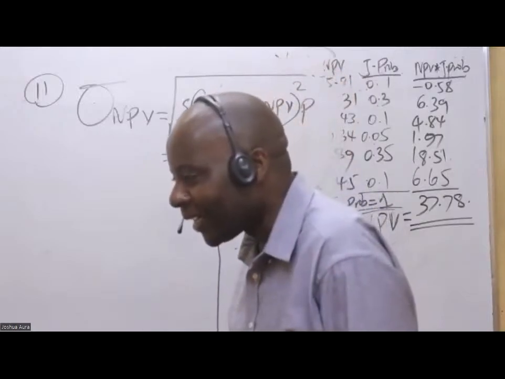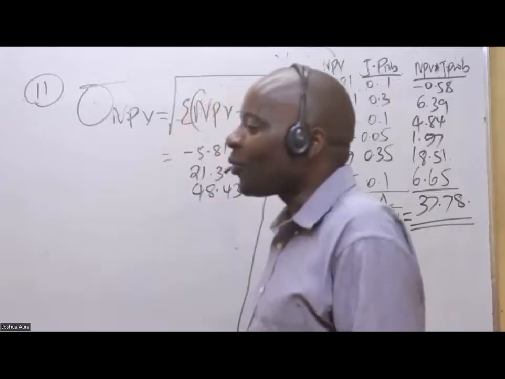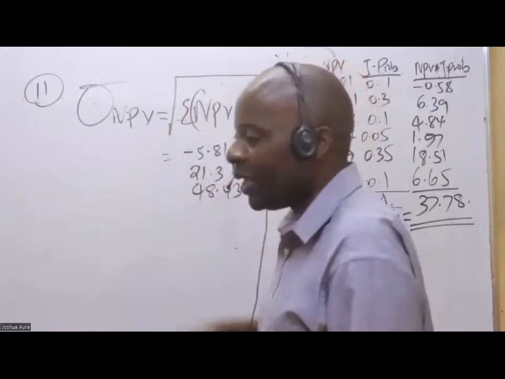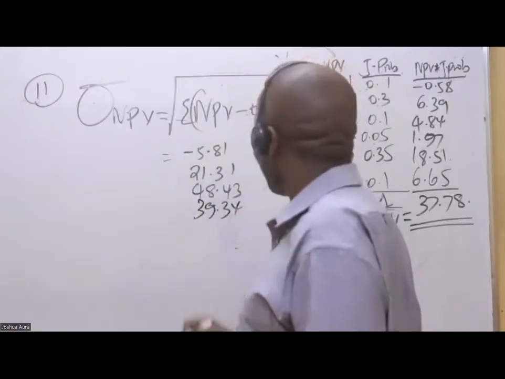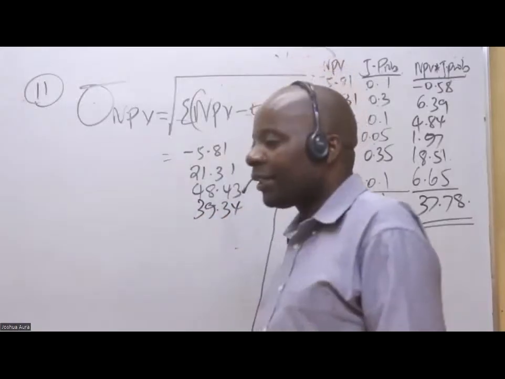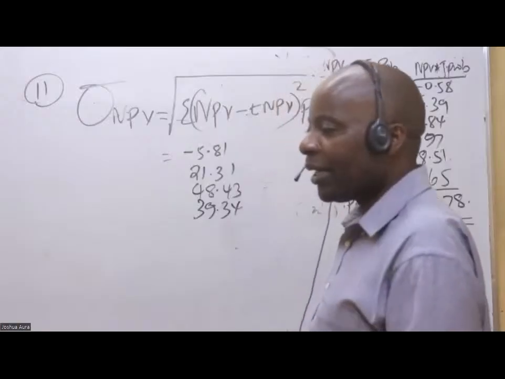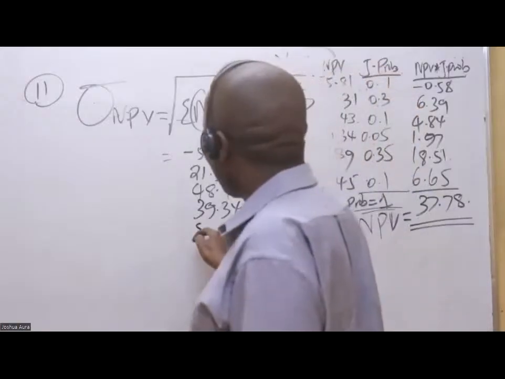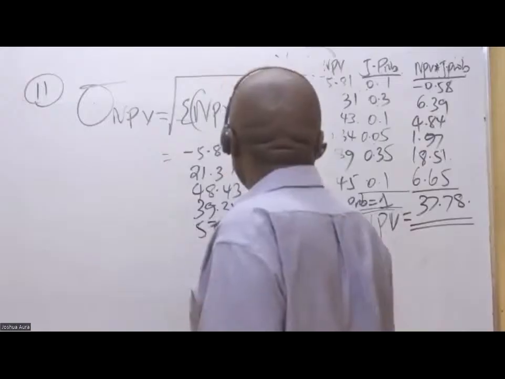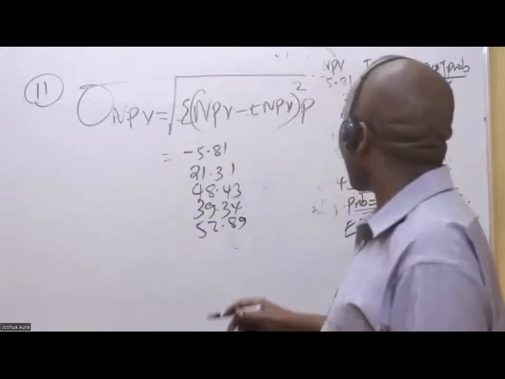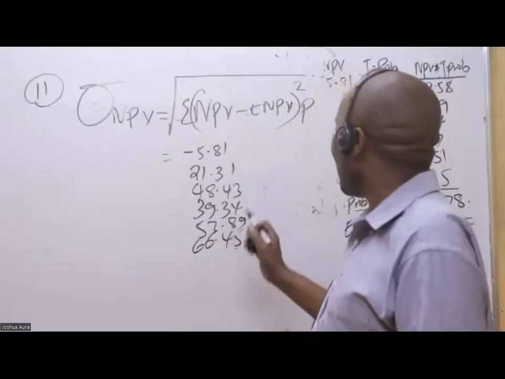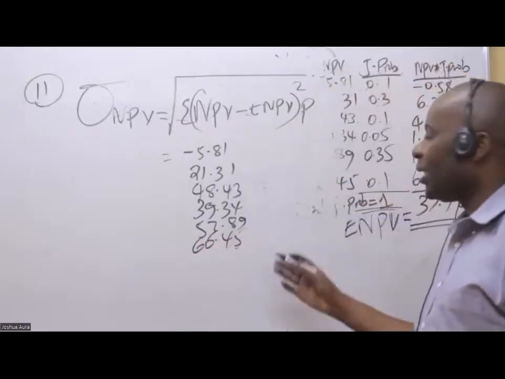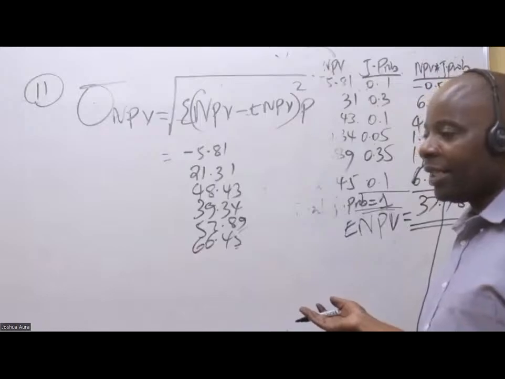Like the portfolio standard deviation, although you now use NPV. So 39.34. And then the next one is 52.89. And then I can see 66 point something, 66.45. And then now we have the very last one.